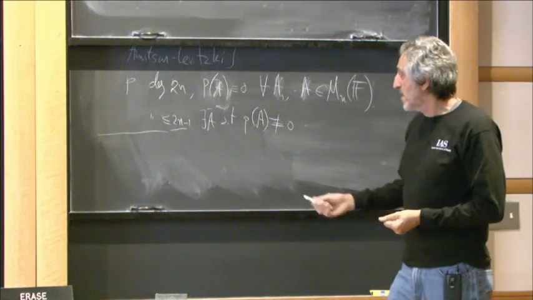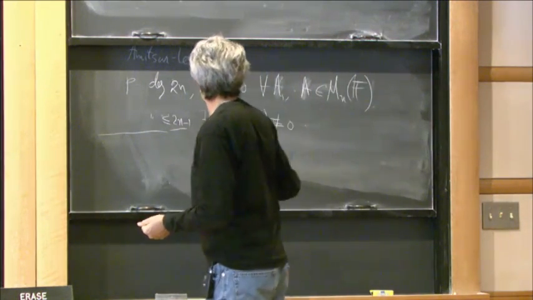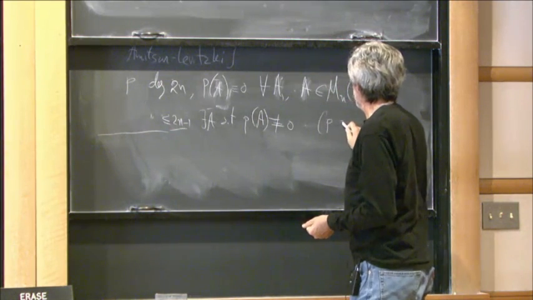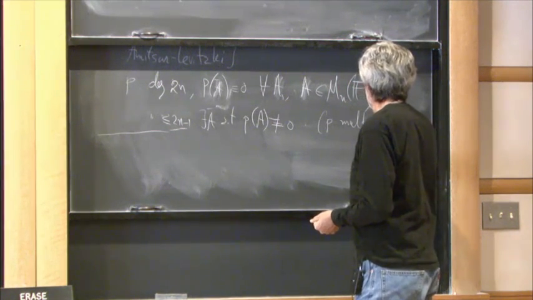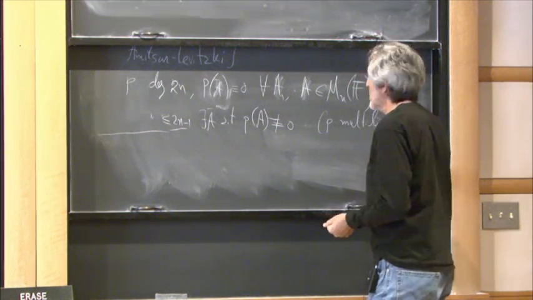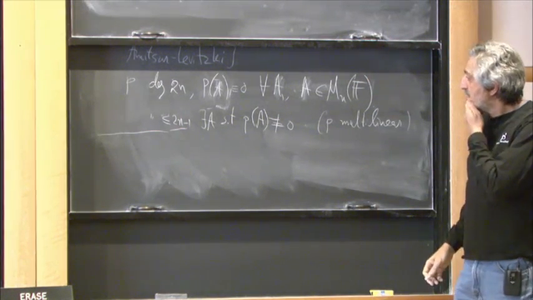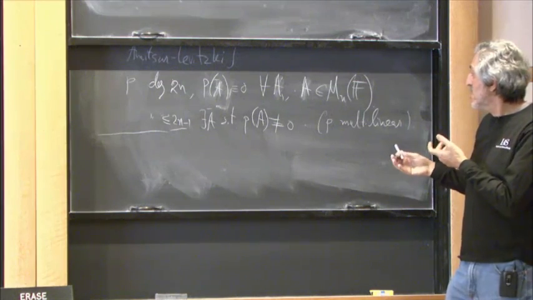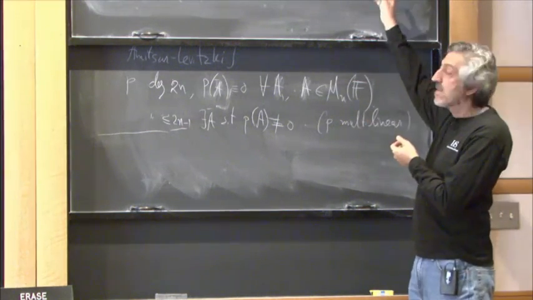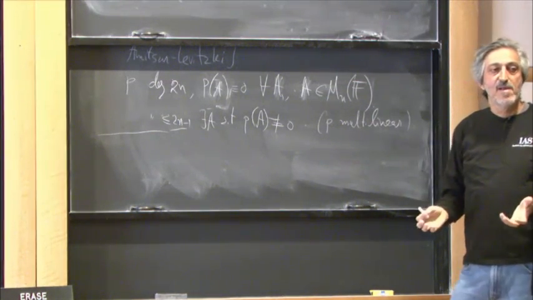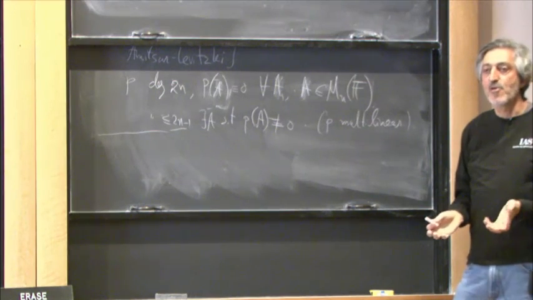And let me assume, but I said this without loss of generality, that P is multilinear. So if there was an identity, then you can assume it's a multilinear identity. So we need an assignment. We need a set of matrix units like this that will not vanish on our polynomial.